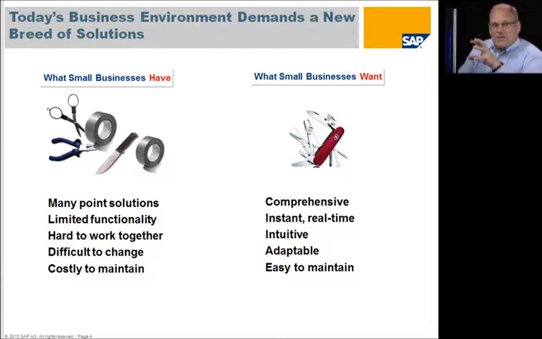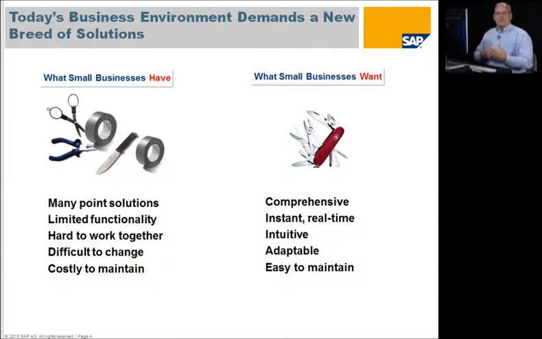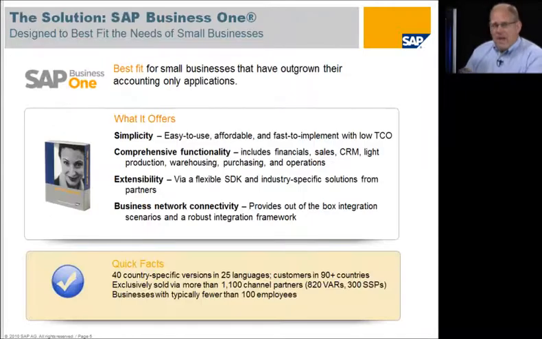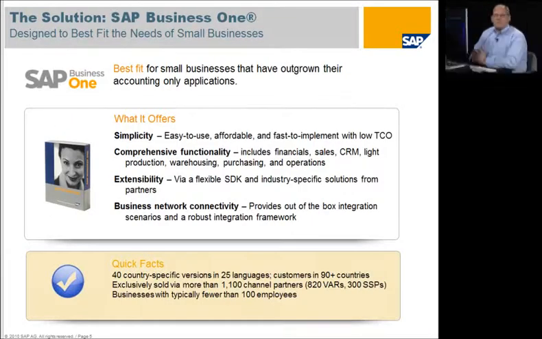But what small businesses tell us they want, and at SAP we've got more than 30,000 small businesses who are using an SAP Business One solution, so we get a lot of feedback from them, and that feedback goes into our product development, the next version of the product. We take all that feedback, we listen to what the market wants, we look at what the market trends are, and what that's telling us is that people want solutions that are comprehensive. They give them instant real-time access to information. They're intuitive, adaptable, and easy to maintain. So from an SAP perspective, our answer to that was SAP Business One. Was SAP Business One and still is SAP Business One.